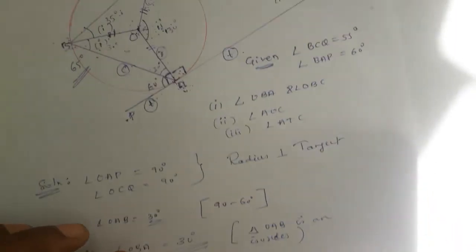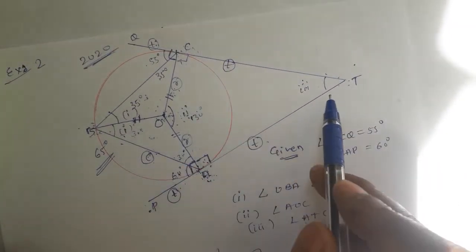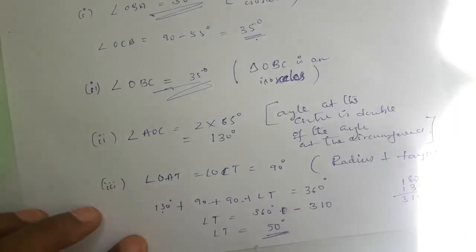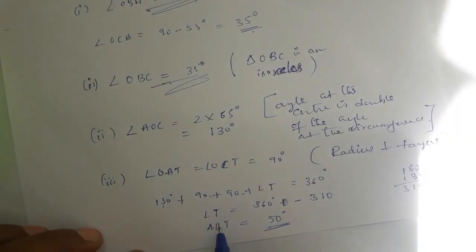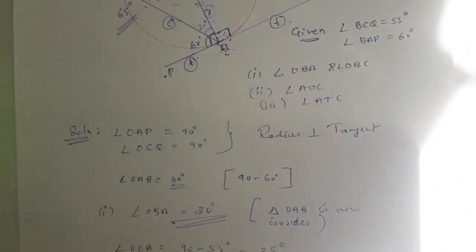So this is what they have asked, angle ATC. ATC is nothing but the t angle. That is only angle ATC. Angle ATC equals 50 degrees. The third one also we got. So it is looking like a big problem.